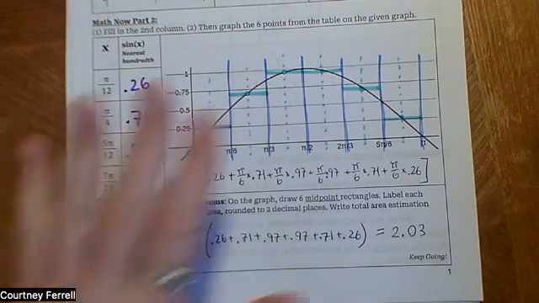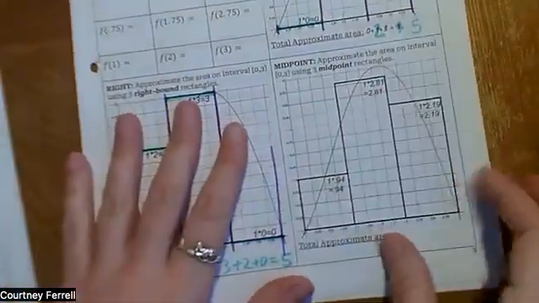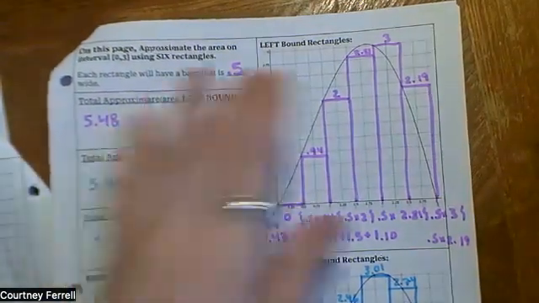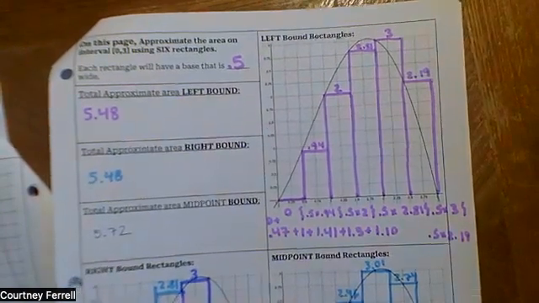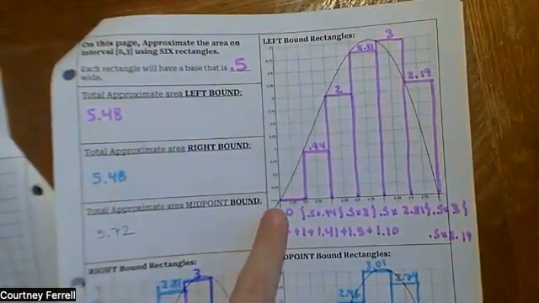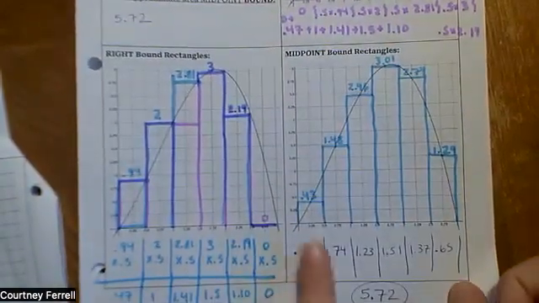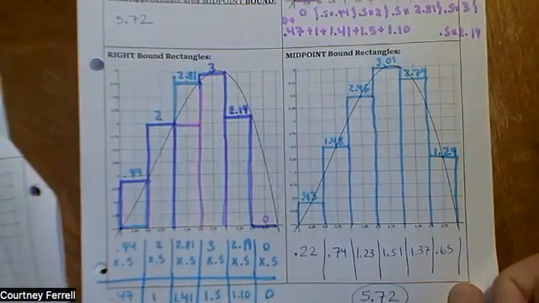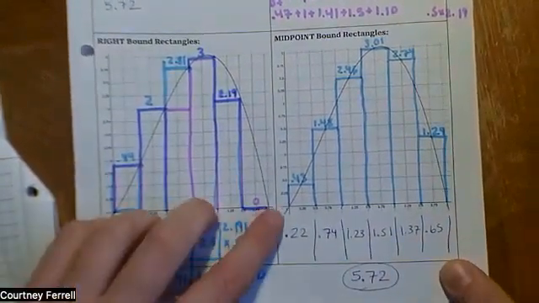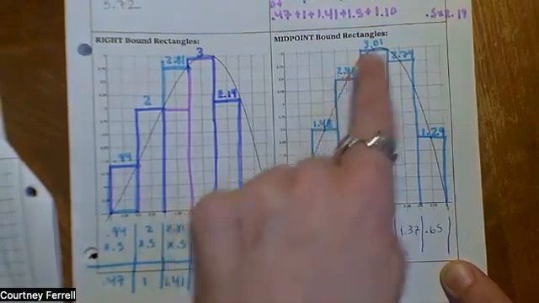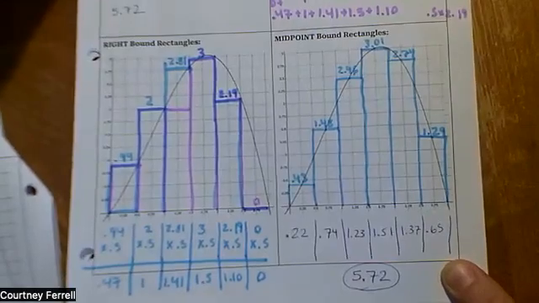I'm also going to show you my filled in page 10. Here we go. And you'll see in the folder, Miguel's work for this page is also in the folder, and it's perfect work, so check it out. So again, this is our left bound. You can see that the rectangles are coming from the left. This is our right bound. Rectangles are coming from the right. And this is our midpoint. And you can see that the middle of the rectangle is on the curve. Cool. So that's page 10.